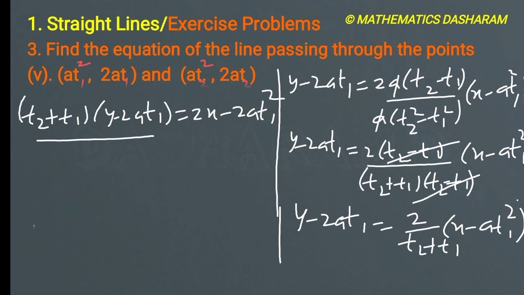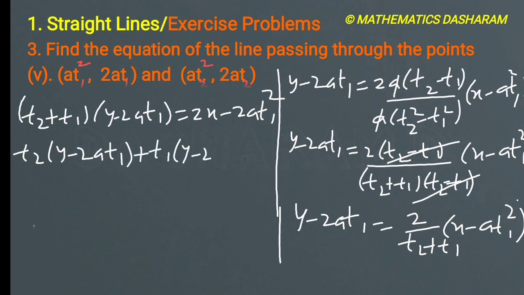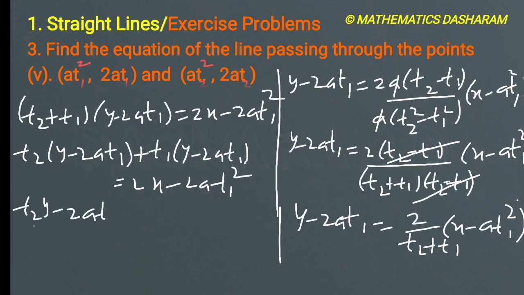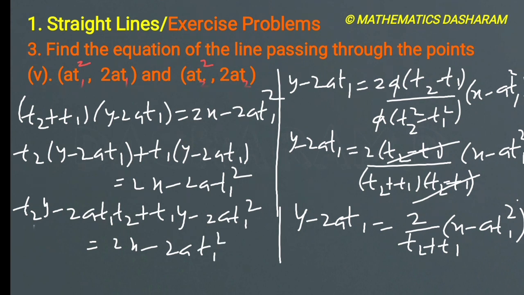So it is a product of two binomials. So then t2 into y minus 2a t1 plus t1 into y minus 2a t1. So it equals 2x minus 2a t1 square. So y into t2. So otherwise t2y minus 2a t1 into t2 plus t1y minus 2a t1 square equals 2x minus 2a t1 square.